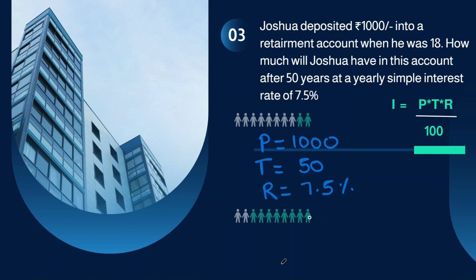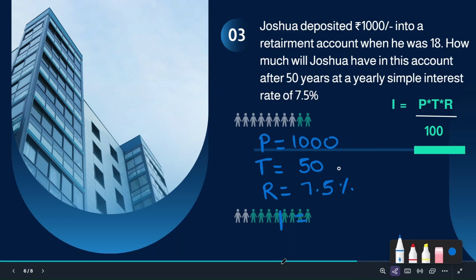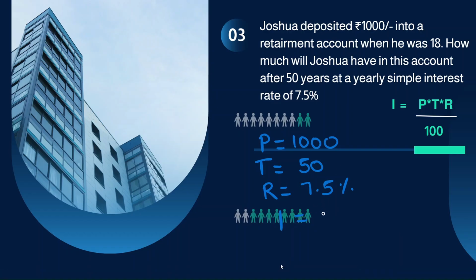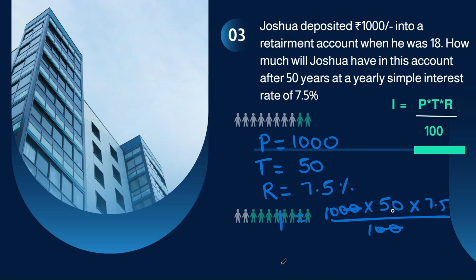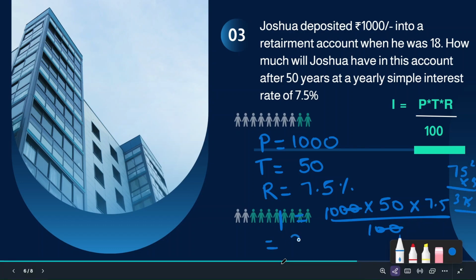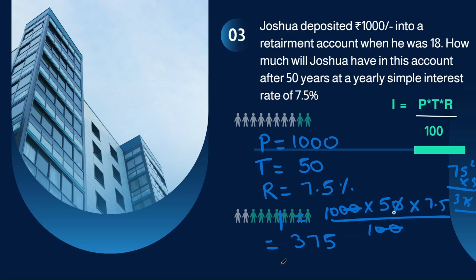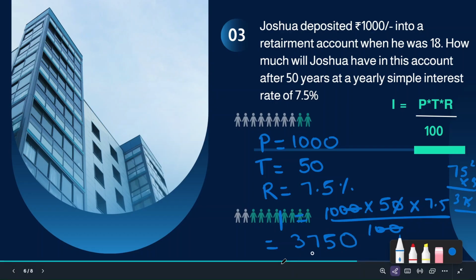Now you multiply. Interest is equal to P into T into R by 100. So 1,000 into 50 into 7.5 divided by 100. As usual, these two zeros will get cancelled. And now for this one, 75 into 7 is equal to 375. And for this point, the 0 will go off and only 1 zero is there. So 3,750 rupees is the interest.